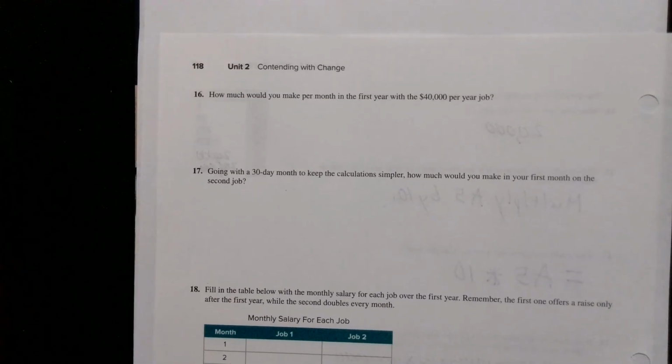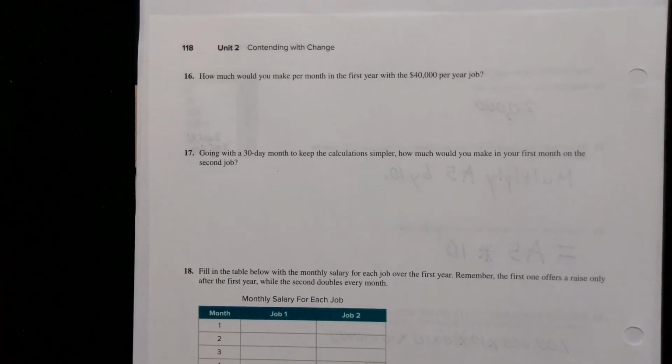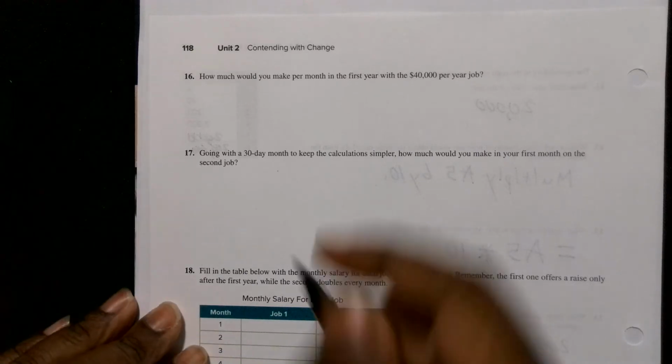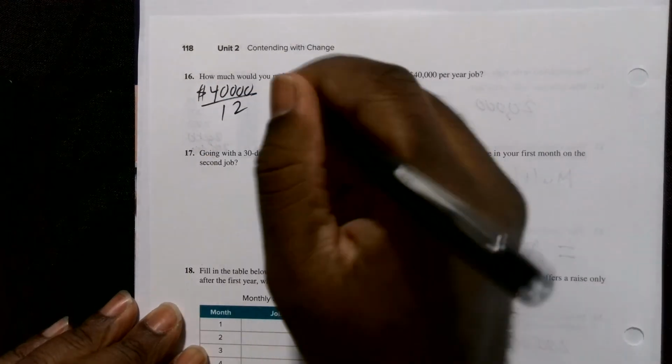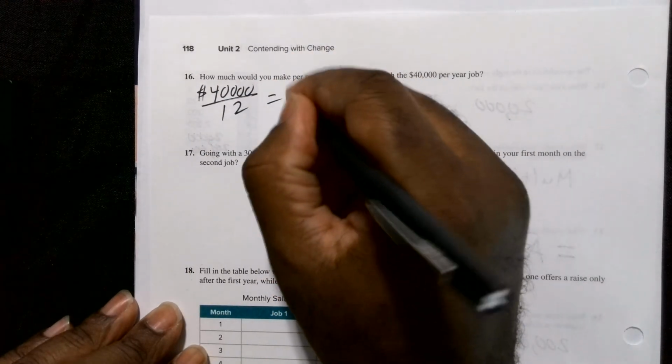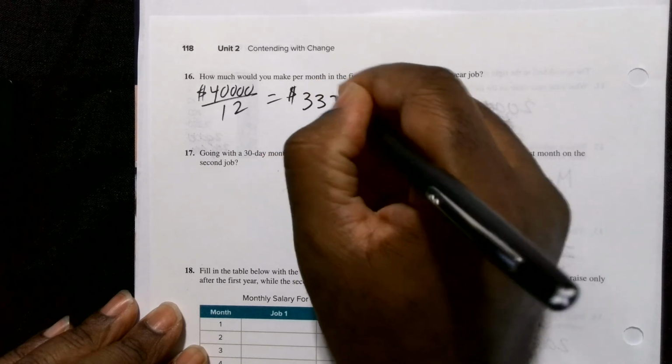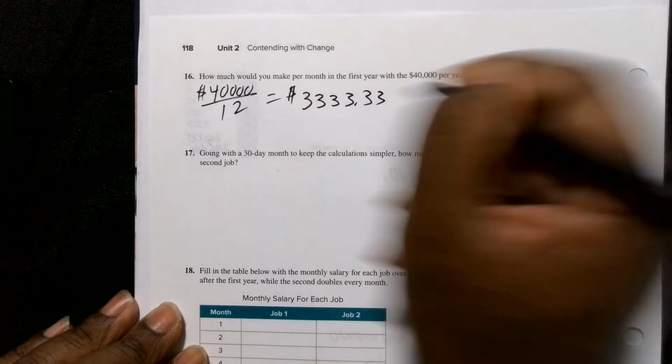Now we go down here to problem 16. It says, how much would you make per month in the first year with a $40,000 per year job? So I would take my $40,000 divided by the 12 months. And that would give me about $3,333.33 per month.